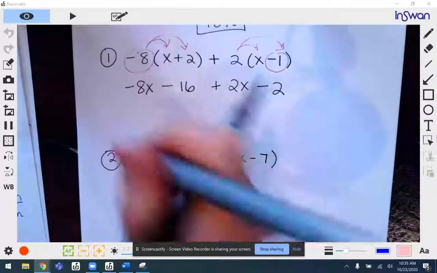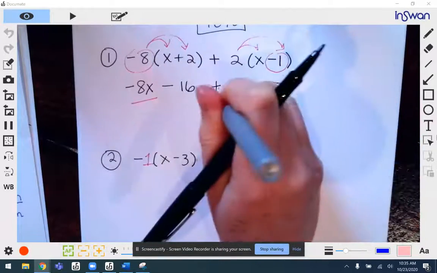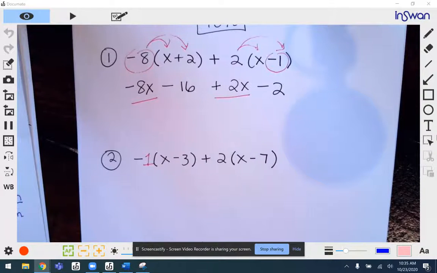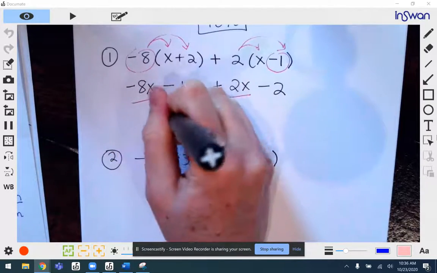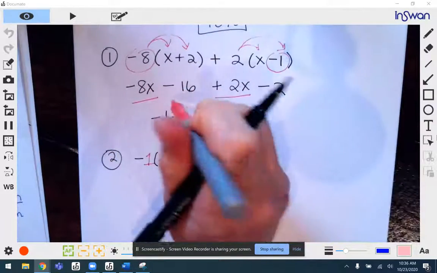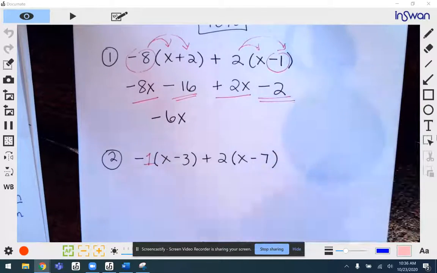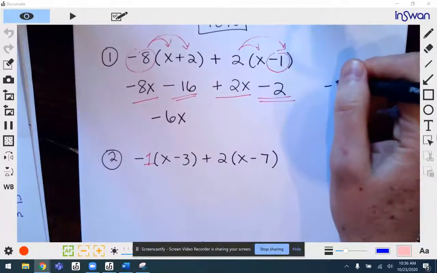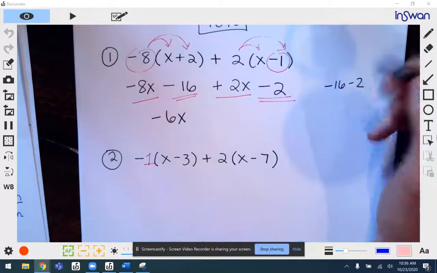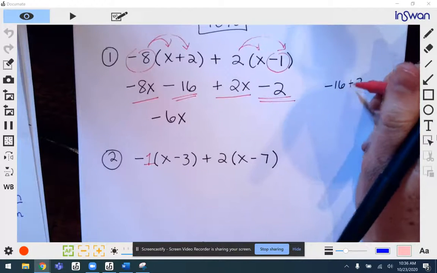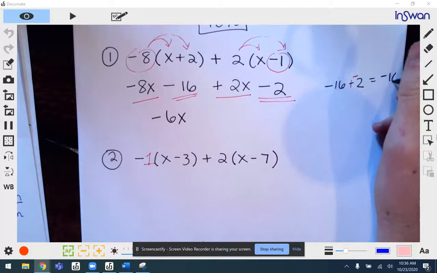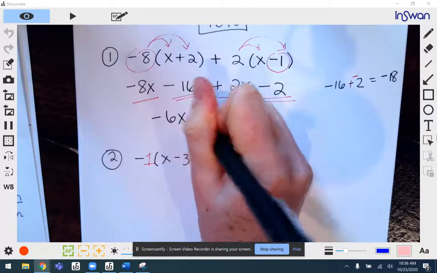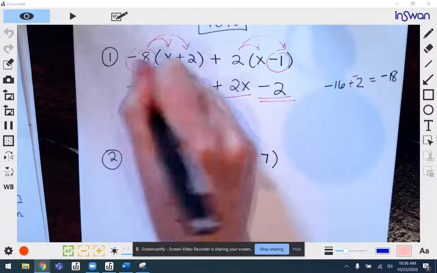Now look for like terms. I see a negative 8x and a positive 2x. They can go together. Remember, negative 8 plus 2 would make negative 6x. And then here, two constants, negative 16 and negative 2. I have negative 16 minus 2 over here. Remember, I'm going to add the opposite sign. So that makes negative 18. So my second term here would be minus 18.